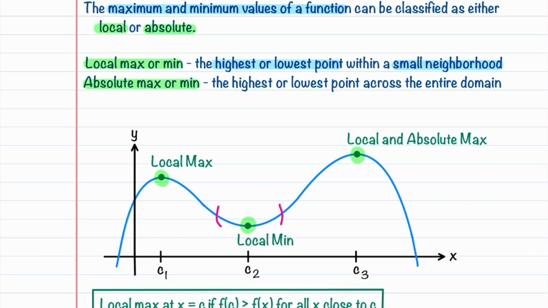An absolute max or min is the highest or lowest point across the entire domain. So that just means that the absolute max or min is the highest or lowest point among all the points on the graph. In our graph down here, there is no one point that is smaller than all the other points, but there is a point right here that is the highest point of all the points, and that is an absolute max.